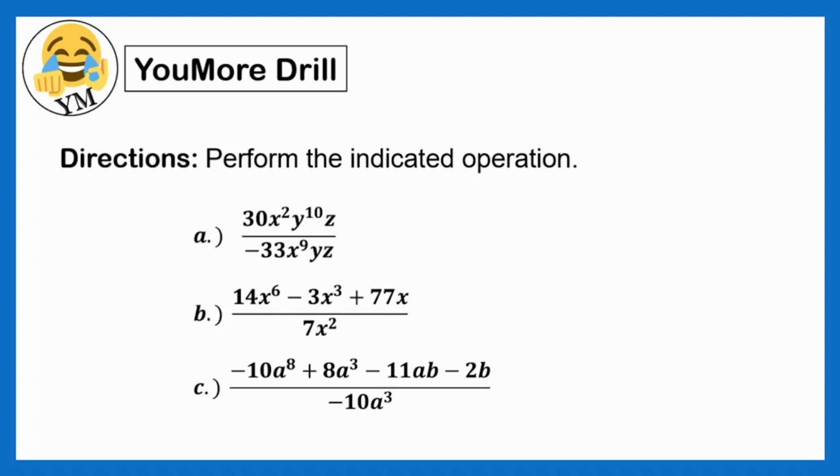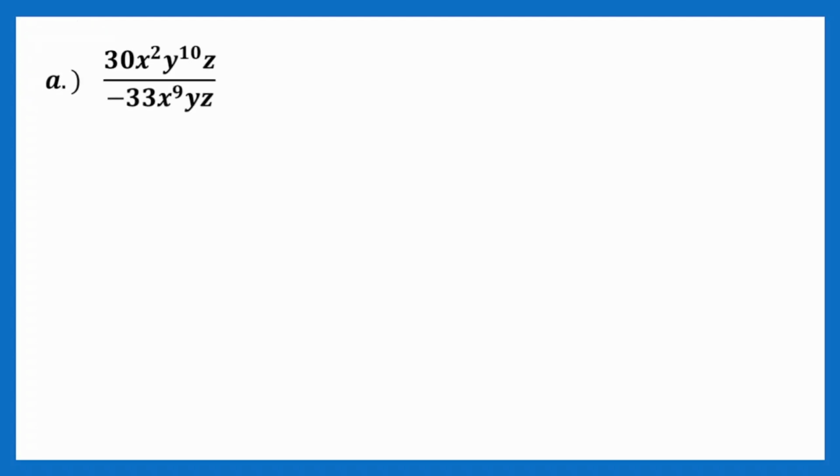Alright, time's up. So, let's answer letter A. Ito, monomial by monomial tayo. So, wala dyan paghihiwalayan kasi wala tayong operation na nakita sa numerator. So, let me just copy it first. 30x squared y raised to 10 z over negative 33 x raised to 9 y saka z. Alright? 30 divide negative 33 number by number. So, sir, hindi po siya makakapag-result ng integer. So, let's try to lowest term. Alright? Try natin yung lowest term.